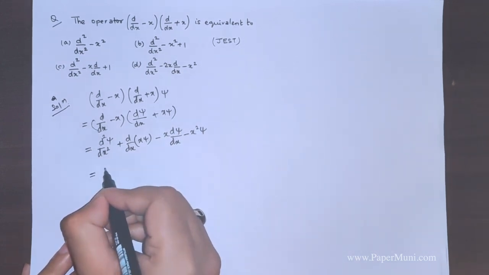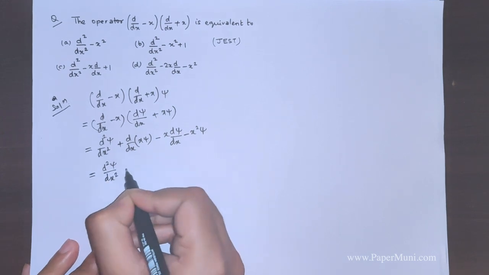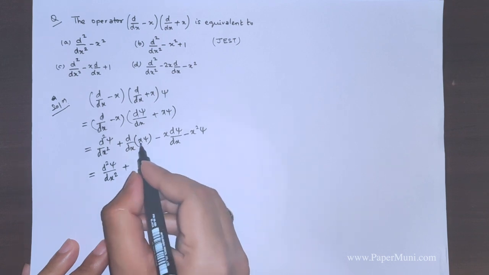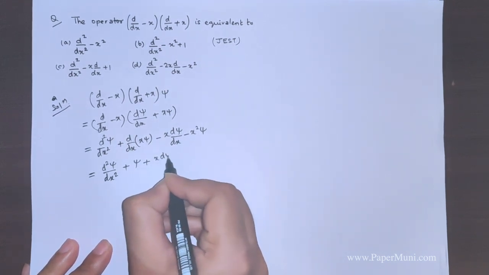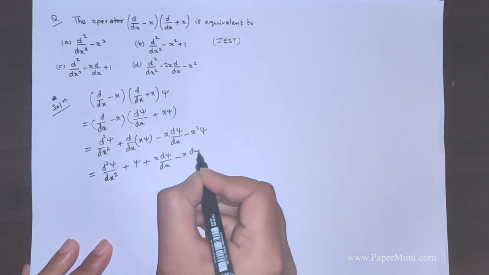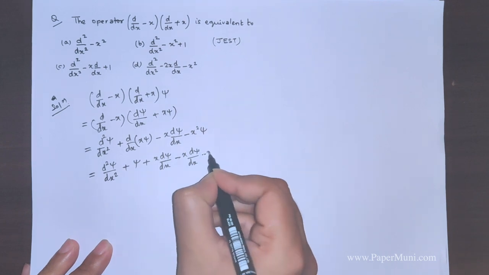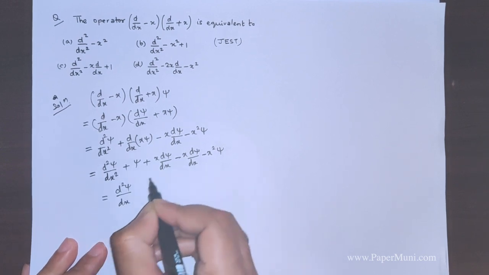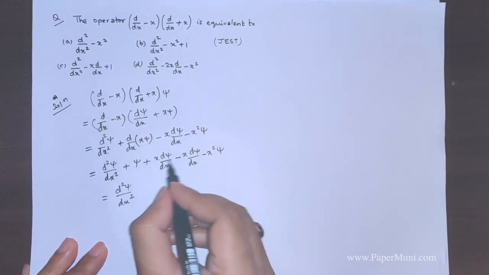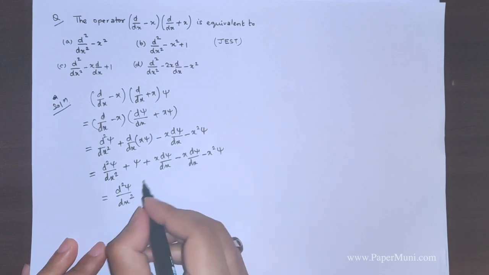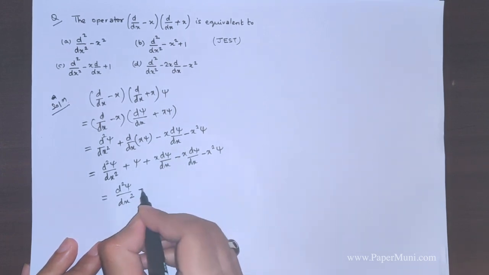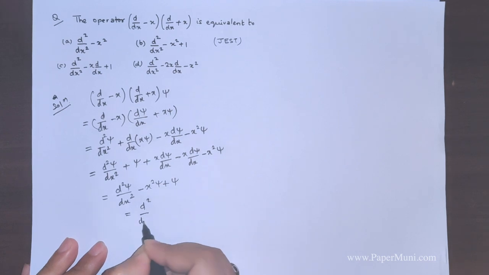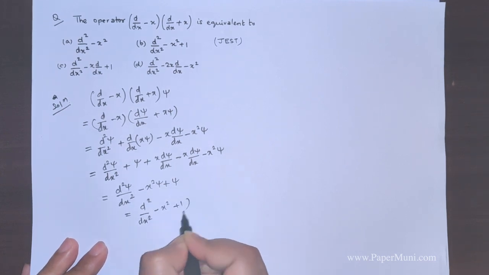Okay, so this is d square psi with respect to x square, plus, now we just differentiated, so this will be psi plus x d psi by dx minus x d psi by dx, minus x square psi. If you rearrange the terms, this term and this term are the same, so you can cancel them out, and you are left with d square by dx square minus x square plus 1, times psi. So you just take out psi, separate the operator and the psi, and you'll get this.